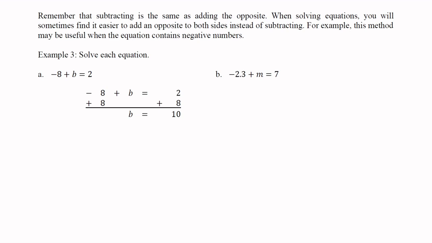For B, we've got negative 2.3 plus m equals 7. So, to undo a minus 2.3, we're going to add 2.3 to each side. It cancels on the left, leaving us with just m, and 7 plus 2.3 gives us 9.3 on the right-hand side.